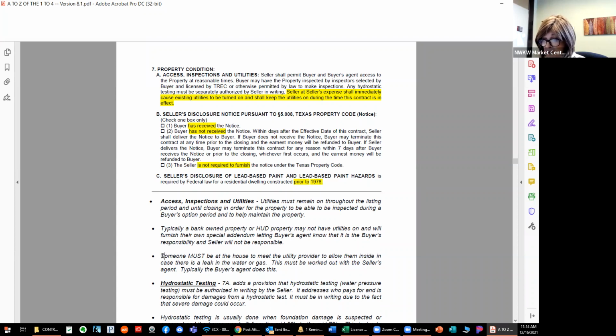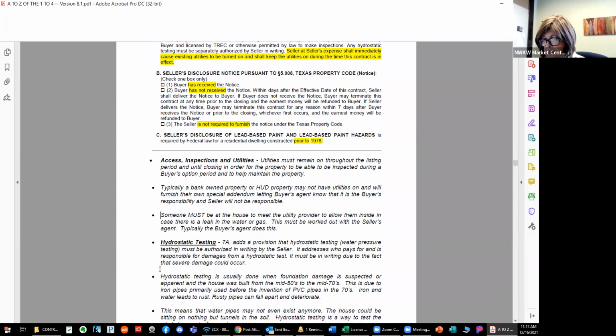But if you're going to do that and have it turned on, someone's going to need to be there at the house to meet the utility provider to make sure that the faucets are on full force and the water is going to be coming out, because they turn the water on, and you need to make sure that it's not going to flood the house and cause more damage, and then we've got a whole different problem. Same thing for gas. If gas is throughout the house and somebody's going to go in there, you just have to be careful about that.